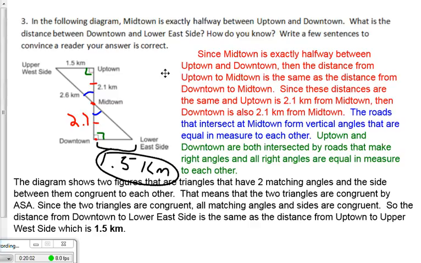Now that was kind of long, kind of annoying to write all that stuff down. That's why we normally do the two-column proofs instead of the paragraph proofs.